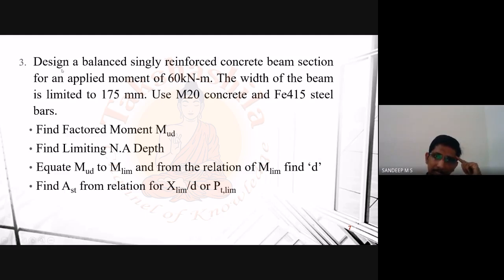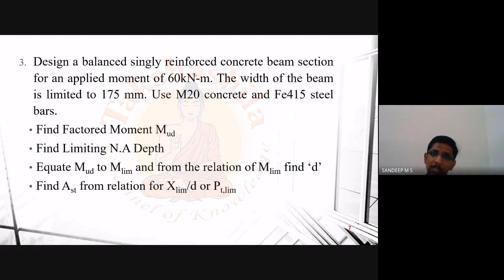So basically the question is like this: design a balanced, singly reinforced concrete beam section for an applied moment of 60 kilonewton meters. So please listen here. Please understand that it is given in the question as an applied moment of, that is, we actually have a moment value of 60 kilonewton meters, or the actual loads which are supposed to be acting on our structure are producing a moment of 60 kilonewton meters. This is the actual case. So when we perform our design, we have to actually factor this value. That is, we have to use a factor of safety and we have to increase this value.